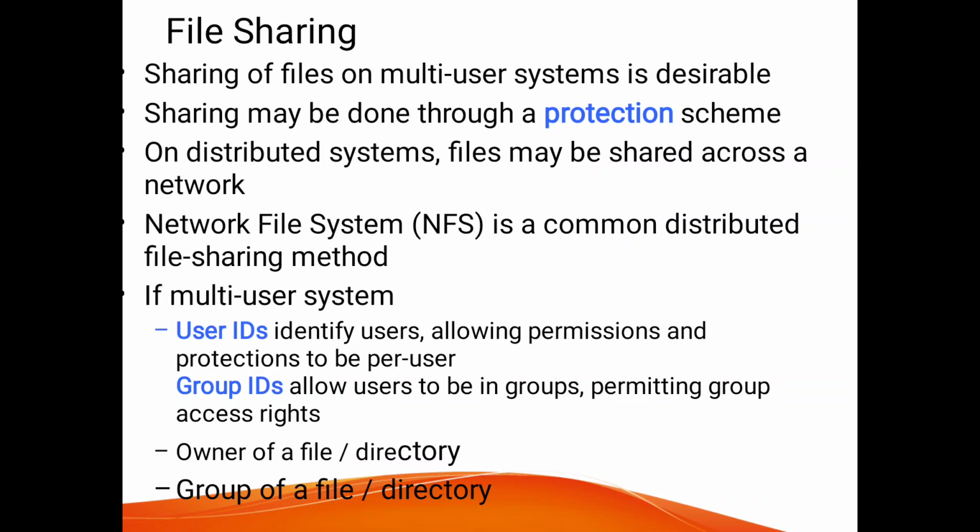A multi-user system has user IDs and group IDs. The user ID identifies the users, allowing permissions and protections to be set per user. Group IDs allow users to be in groups, permitting group access rights. So the owner of a file can access it, and the group of the file in the directory can access it.